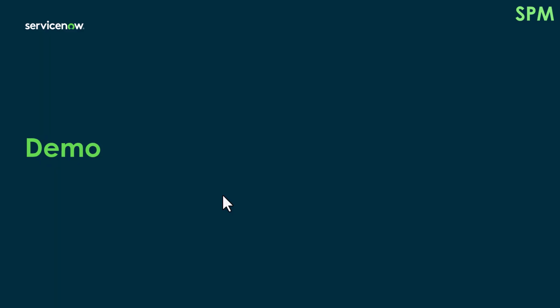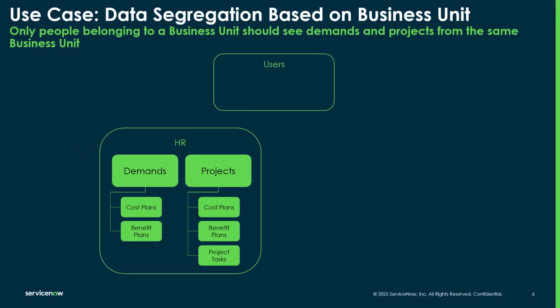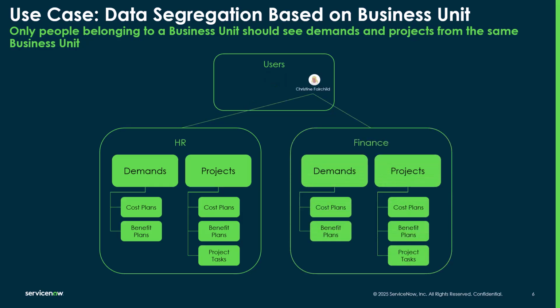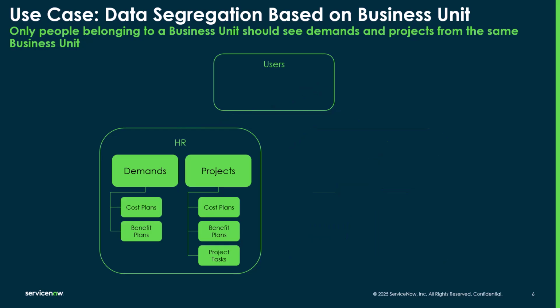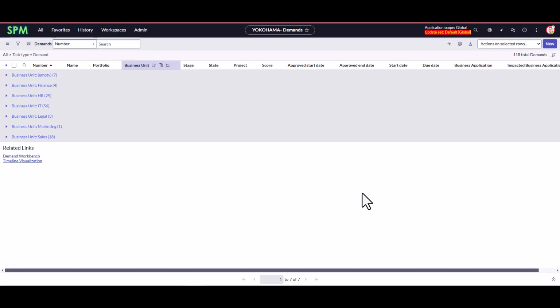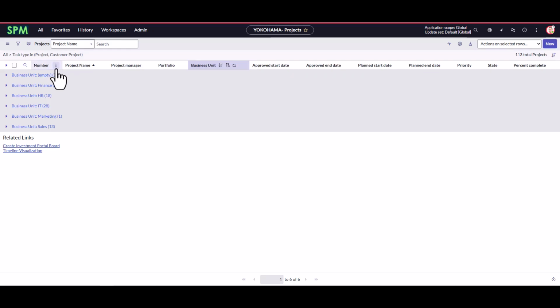Now I'm going to demonstrate the use case. What we expect again is that Paul would see only demands and projects from HR, and Christine Fairchild would see both. So let's start with Paul first. Before showing how the information will be presented to Paul, I want to show that at this moment I'm logged in as the system administrator. You can see here we have demands for several biz units and also demands without biz units. Same thing for projects: several projects for different biz units and no biz units at all.